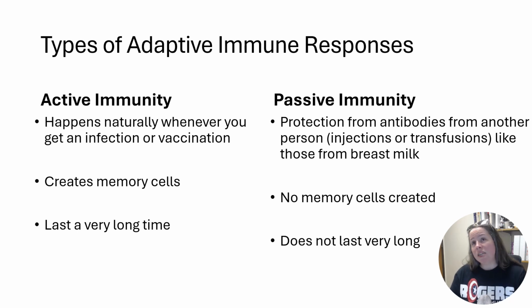Now, in terms of adaptive immune response, we have 2 ways our body responds to it. So we have active and passive immunity. Active immunity is where you actually are building memory cells. So this occurs either when you get the infection or you have a vaccination. Your body sees the antigens, it sees the microbe, it makes those memory cells, and you have a very long life of protection. Passive immunity is where you do not make memory cells.